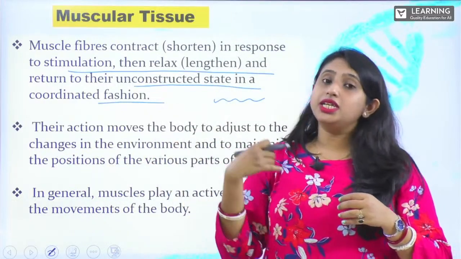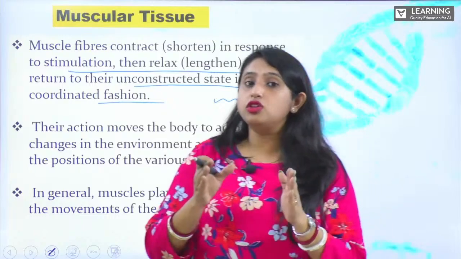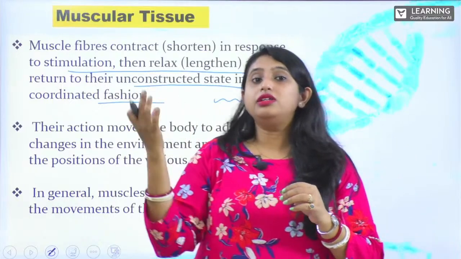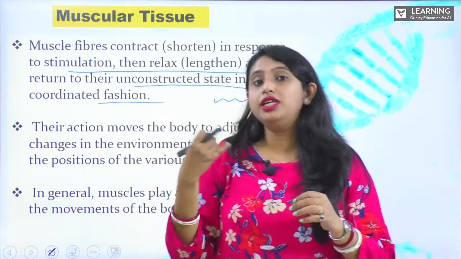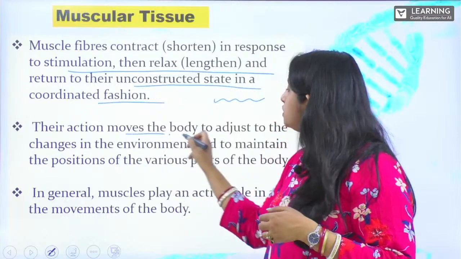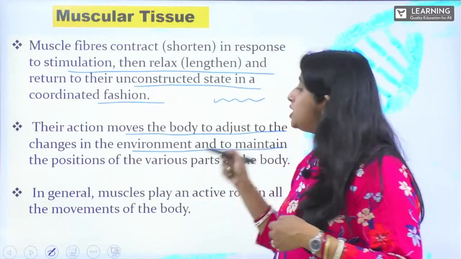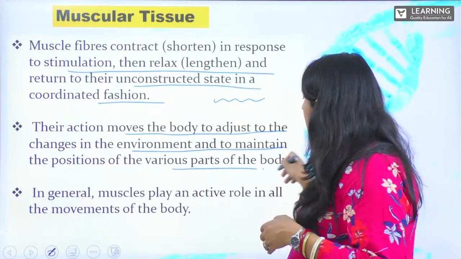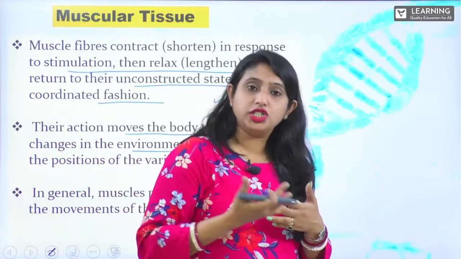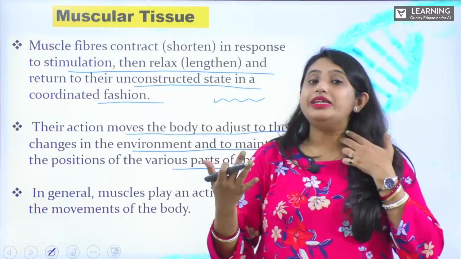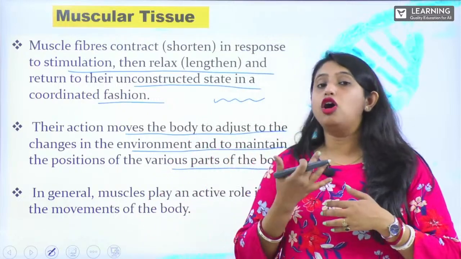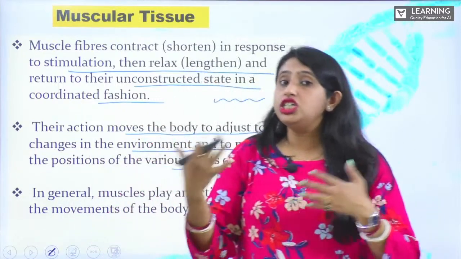Our muscles contract and relax, and it all depends on what? It all depends on the nerves, the nervous tissues. Is that clear? Whenever the nervous tissues are signaling, only then are the muscles working, right? So this action moves the body to adjust to changes in the environment and to maintain the position of the various parts of the body. As I have explained how contraction takes place, it is because of the signals emitted by our nerves, because of which our muscles move accordingly and change the various positions of the body.